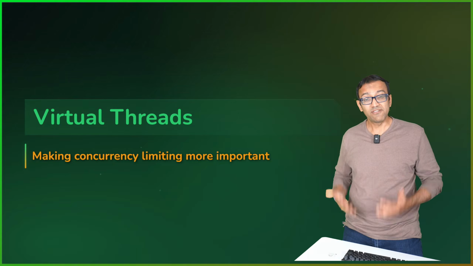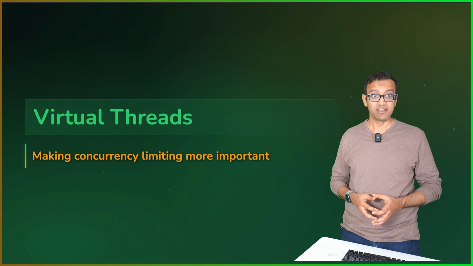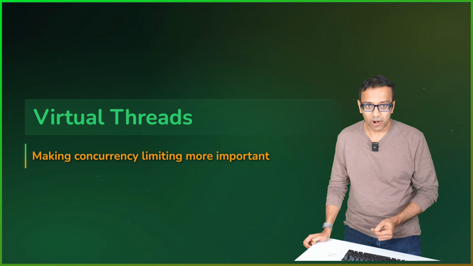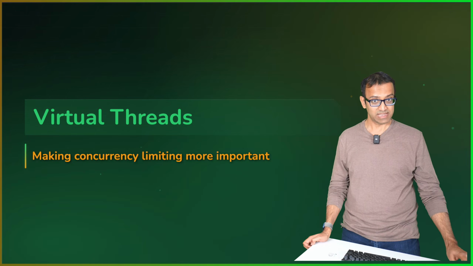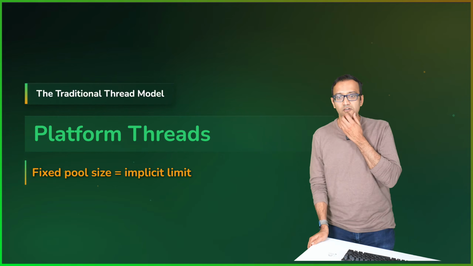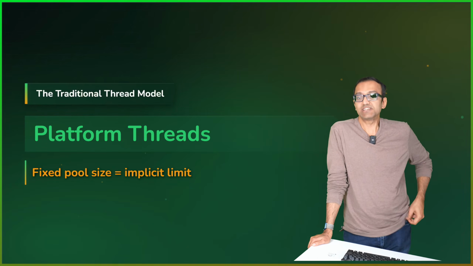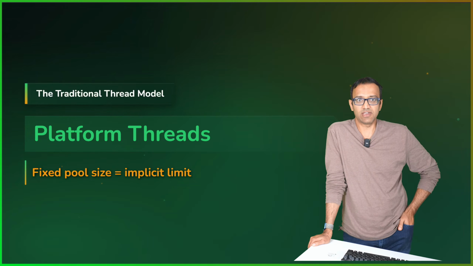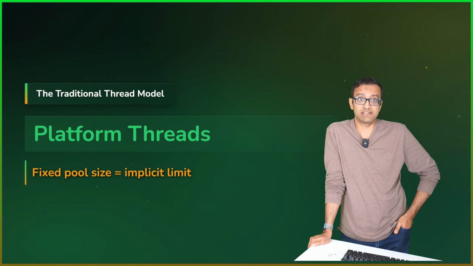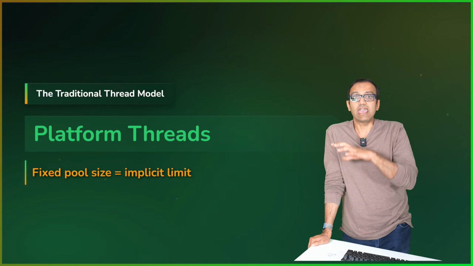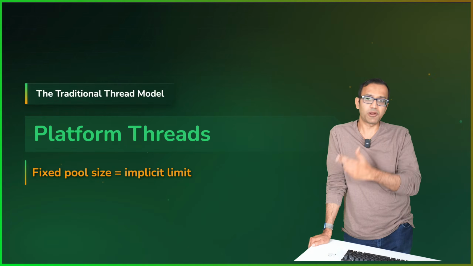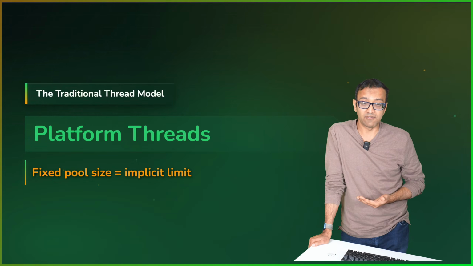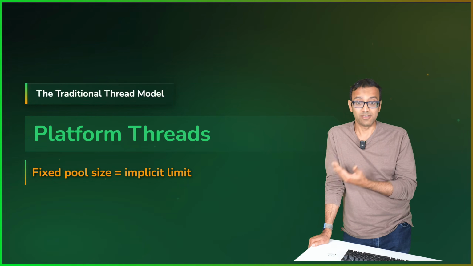So why worry about this? Why worry about concurrency limits? Well, it turns out that virtual threads actually make concurrency limiting more important, not less. Let me explain why. With platform threads, the traditional model, you typically configure thread pools with fixed sizes. Let's say you have a request handler with 200 threads. That pool size implicitly limits concurrency. I talked about the natural limit, right? The pool size acts as a natural limit. You cannot have more than 200 concurrent threads because you only have 200 threads.